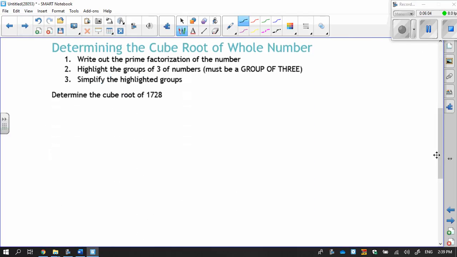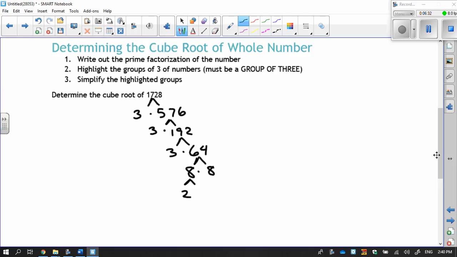And we're determining the cube root of a whole number. The only thing that is different than determining the square root of a whole number is we're looking for groups of 3, not groups of 2. So 1,728 breaks down into 3 and 576, which breaks down to 3 and 192, which breaks down to 3 and 64, which breaks down to 8 and 8, which breaks down into 2 cubed and 2 cubed.